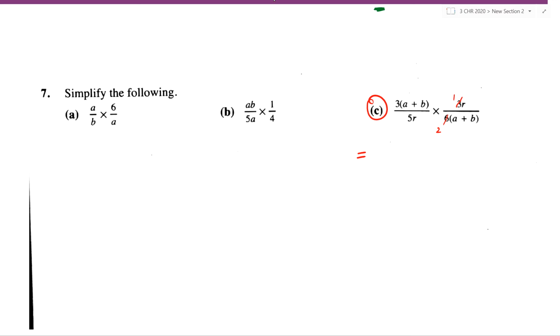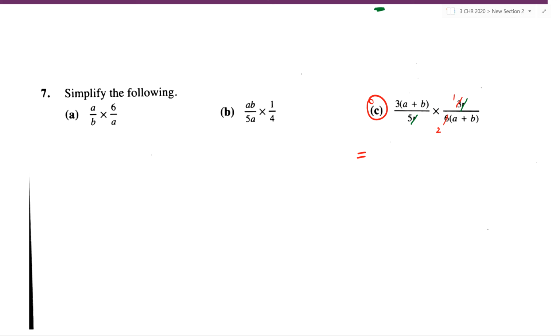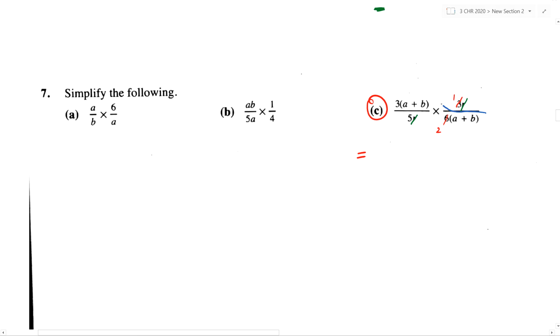Besides this, I can also consider cancelling diagonally. So here, diagonal, this is 1r. In the denominator, there is 5r. So what is common over here is the r term. So I've cancelled that away. We are dividing both numerator and denominator by r. So what I have left is 1 over here and a 5 here. Okay. Now moving on, let us consider the other diagonal.